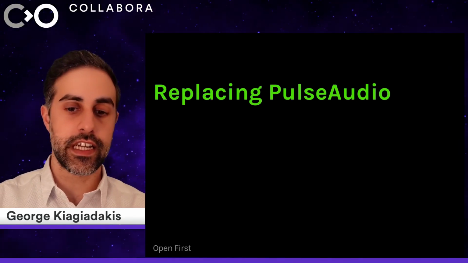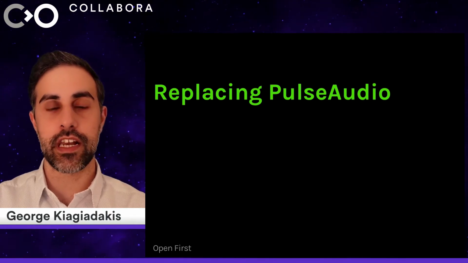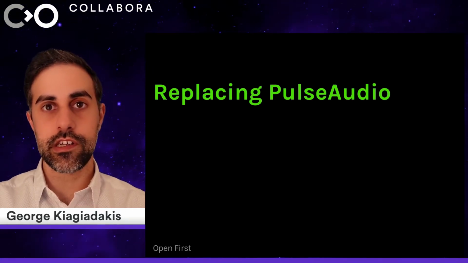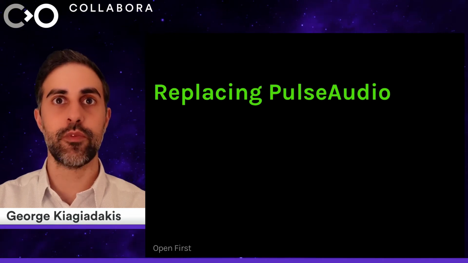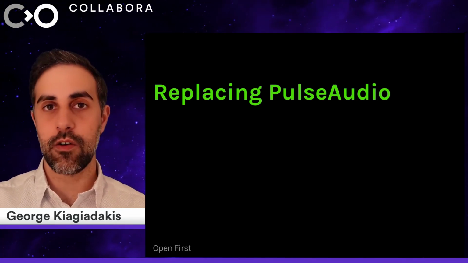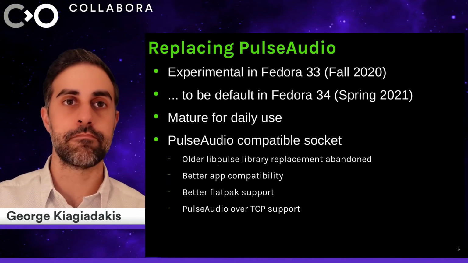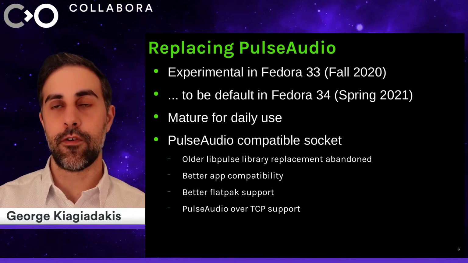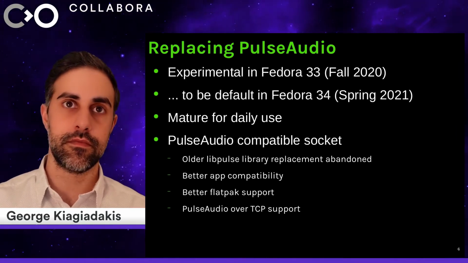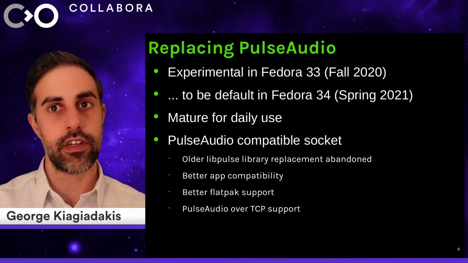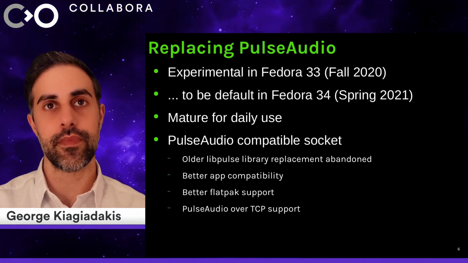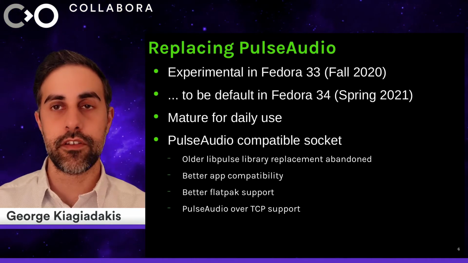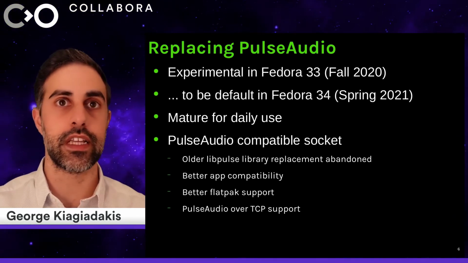PipeWire, as you know, is a project that aims to provide a universal multimedia bus for all systems. And one of the goals is to replace the Pulse Audio daemon. So let's look at how PipeWire did at replacing Pulse Audio this past 1 year. It started out really experimental, but until fall 2020 we had some good support that was pushed out experimental to Fedora 33, and now it's going to be the default, so it's going to replace Pulse Audio in Fedora 34, the next release, or so I've been told at least.